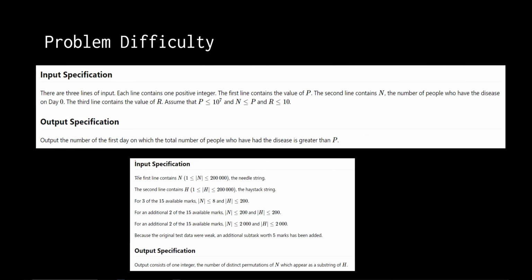Now let's look at senior. First of all, you see a lot of these lines, like 3 of the 15, 2 of the 15, 2 of the 15. Don't worry about this line. That was added in DMOJ. But this really means that the question is split into multiple parts or subtasks, which is what we're going to talk about today.